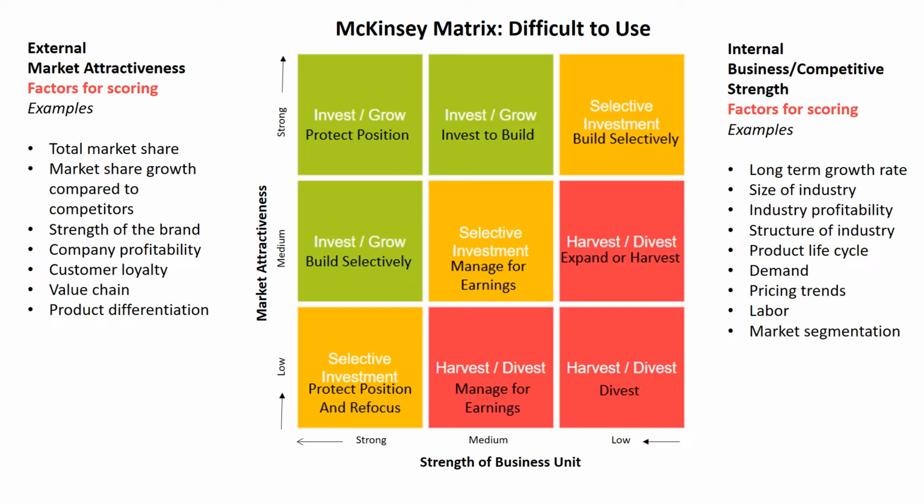Depending on how the business scores, the client will have insights on whether they should invest and grow, the green squares, be more cautious and selective with their investment, the yellow squares, or harvest and divest, which would be the lower right red squares.